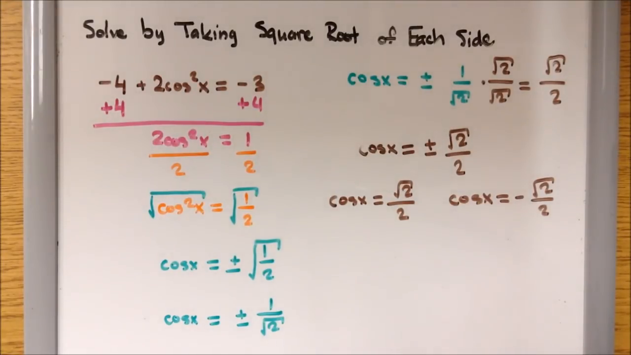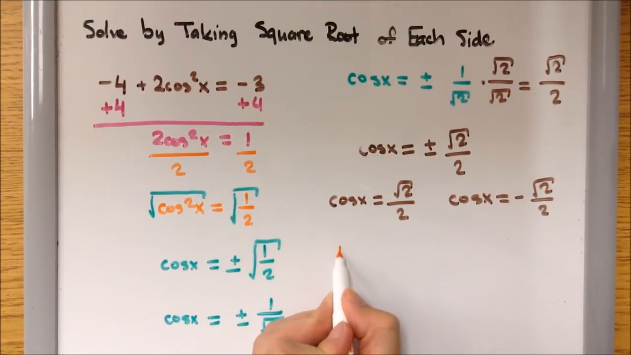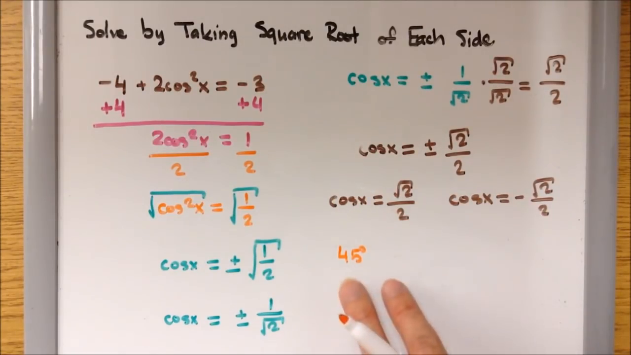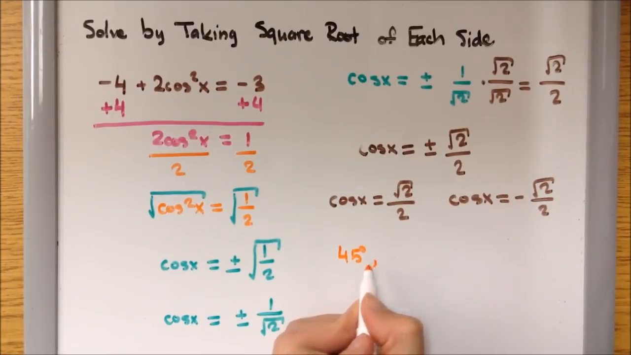Alright, so now we're going to look at what angle measure gives cosine of x equal to positive square root of 2 over 2. As you recall, square root of 2 over 2 typically deals with 45 degree angles. So there's one in quadrant 1, so 45 degrees. And then there's another one in quadrant 4 because the x value is positive. So in quadrant 4, the degree is 315 degrees.